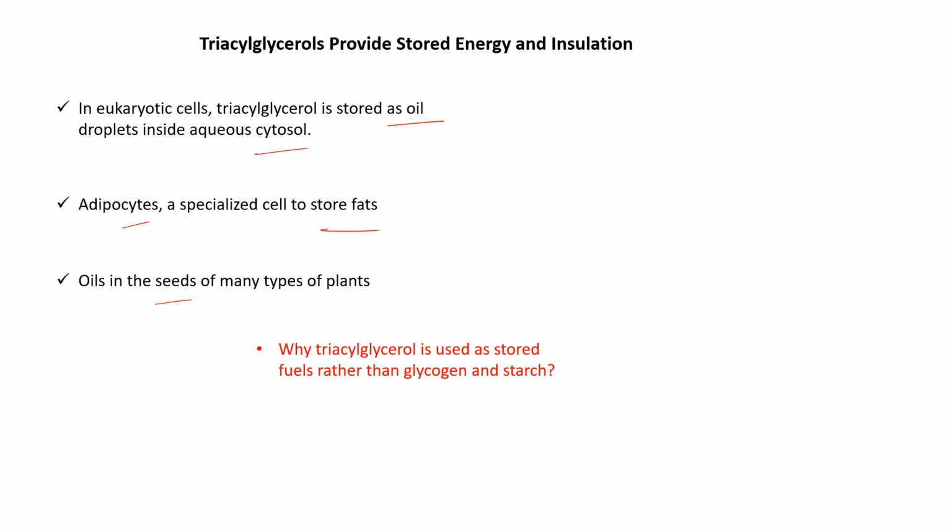Now, why is triacylglycerol used as stored fuel rather than glycogen and starch? We already studied in the carbohydrate videos that glycogen and starch are the storage forms of carbohydrate. Then why are these forms not used as fuels? Instead, triacylglycerols are used. The reason is that in the last video we studied that the fatty acids are hydrocarbons. That means rich in hydrogen, that means reduced carbon, and the oxidation of reduced carbon is highly exergonic. That means it releases more energy.